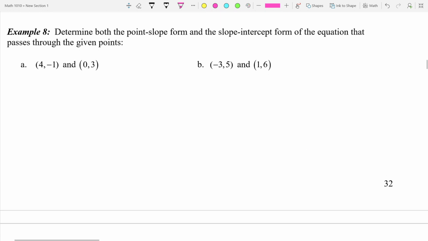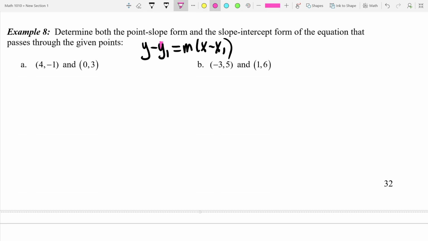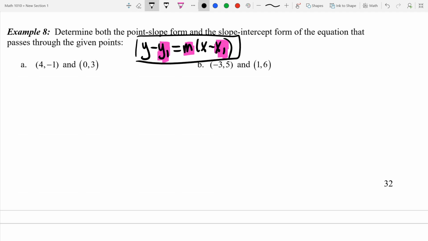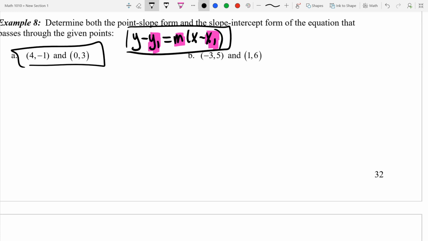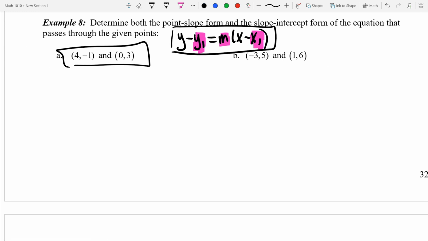Okay, question 8. Determine both the point slope and the slope intercept for an equation that passes through these points. Everybody write this down: y minus y sub 1 equals m times x minus x sub 1. Take your highlighter. Highlight the y sub 1, the m, and the x sub 1. If it's highlighted, you're going to put a number in. I need to know an x value, a y value, and a slope to be able to use this formula. So here's what they've given me. What don't I know? Why can't I use that formula yet? You don't know the slope, right? You don't know the m.